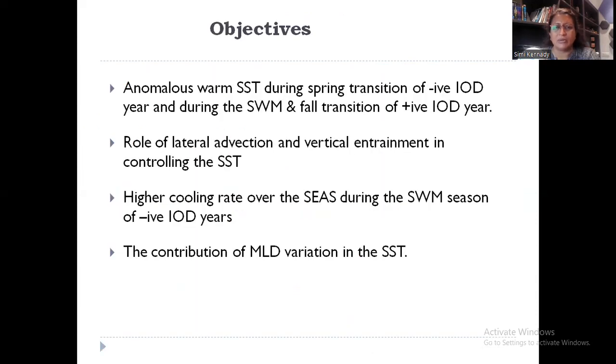The objectives of this study are to understand the anomalous warm SST during the spring transition months of negative IOD and also during the southwest monsoon season and fall transition months of positive IOD. We also try to understand the role of lateral advection and vertical entrainment in controlling the sea surface temperature. And we try to study the higher cooling rate of the southeastern Arabian Sea during the southwest monsoon season of negative IOD. We also try to understand the contribution of mixed-layer depth variation in controlling the sea surface temperature.